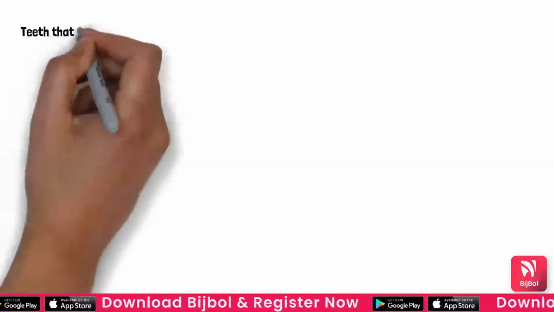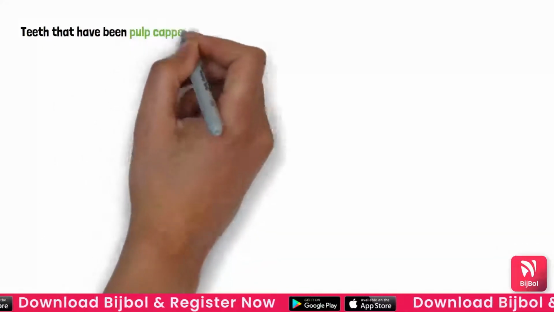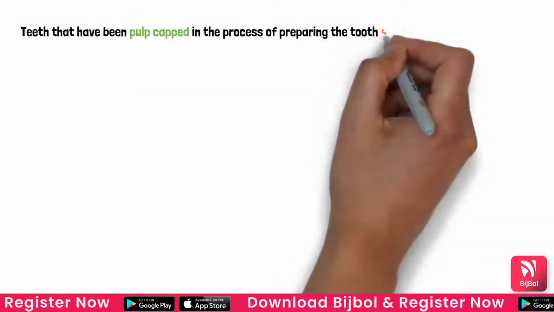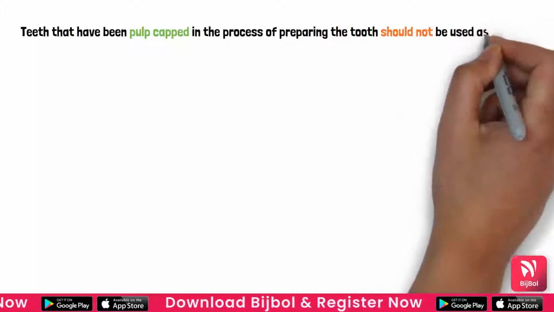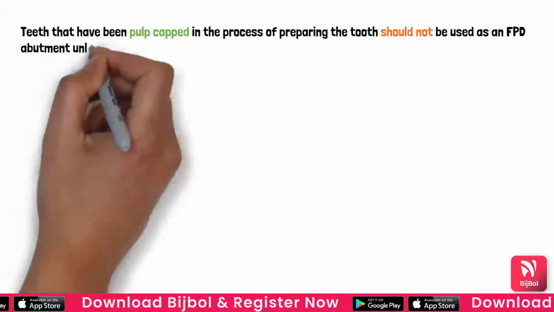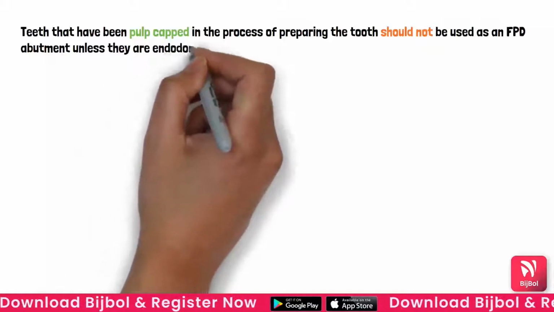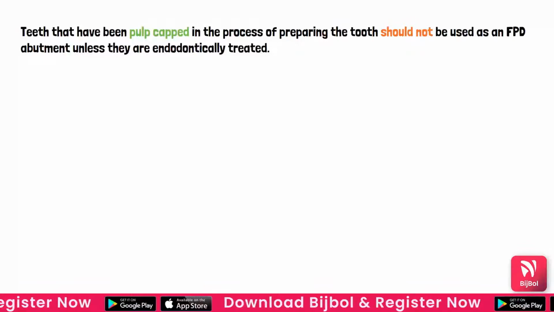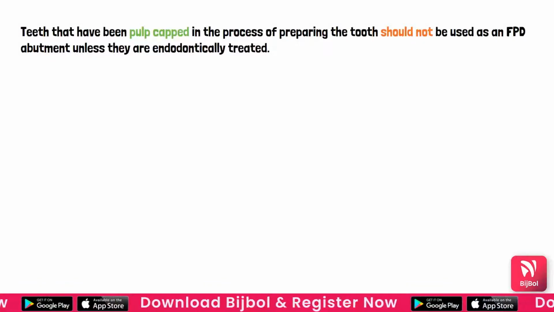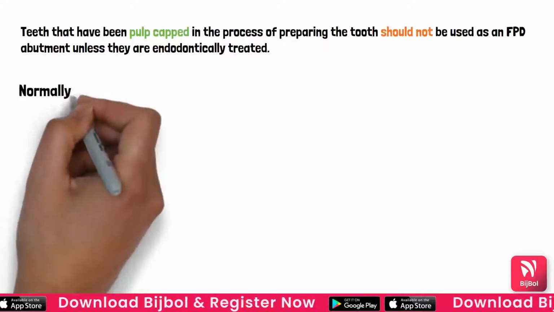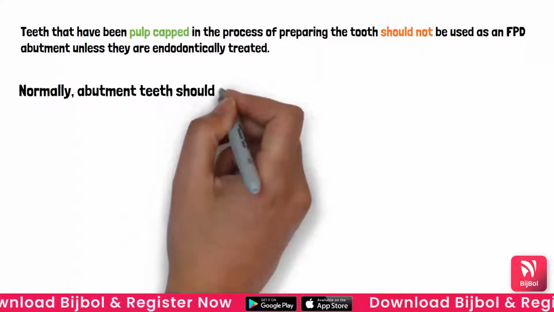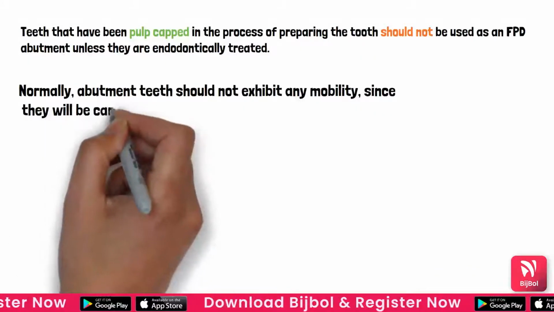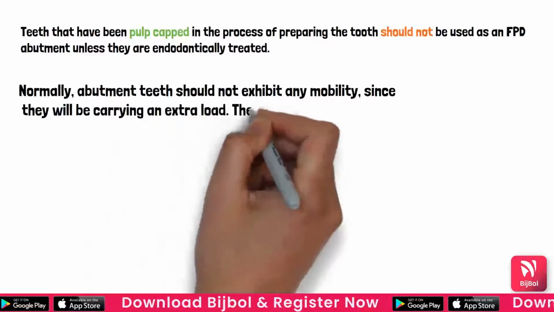Also, teeth that have been pulp capped, or where some indirect restoration or temporary restoration has been placed, should not be used as an abutment for a fixed partial denture until an endodontic treatment or a definitive restoration is placed on the tooth, because we want long-term service of the abutment for the fixed prosthesis. Normally, abutment teeth should not exhibit any kind of mobility, as they will be carrying an extra load.